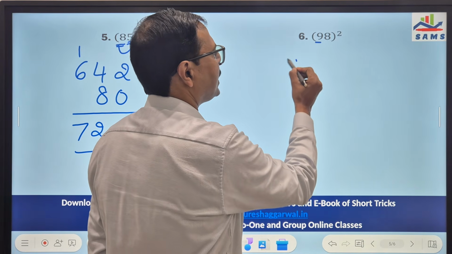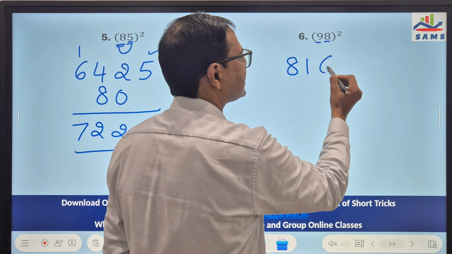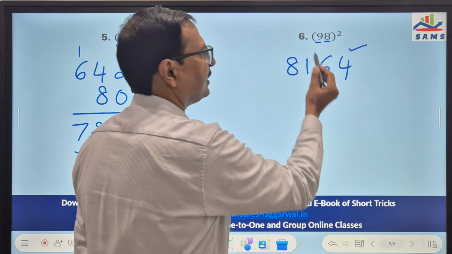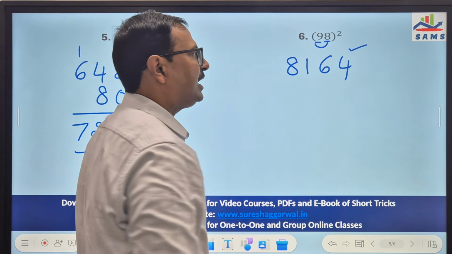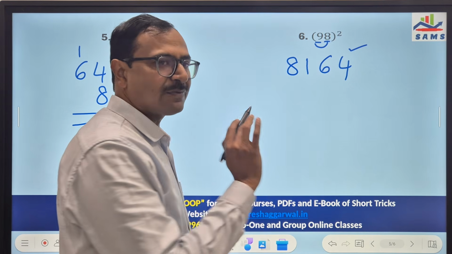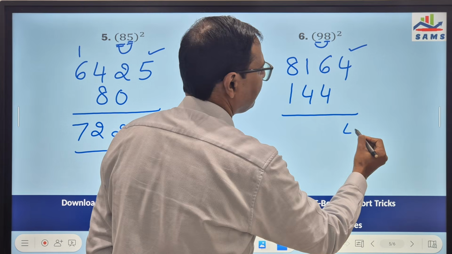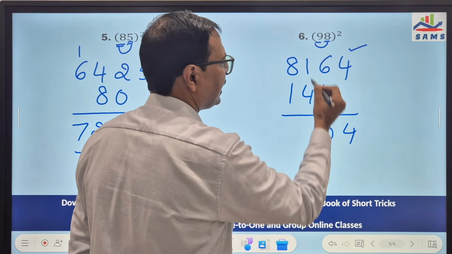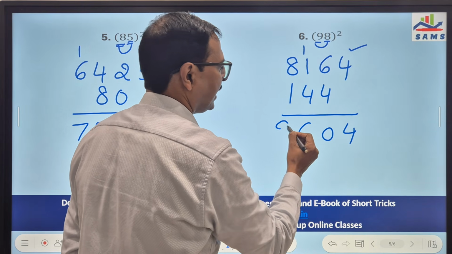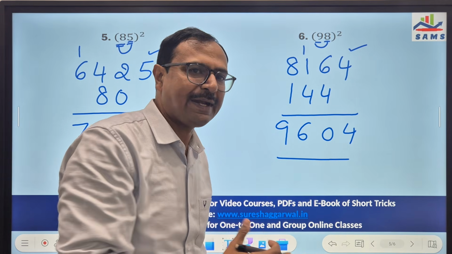98 square: 9 square 81, 8 square 64. Leave one digit. 9 8s are 72, and 72 double is 144. Write 144 like this and add vertically, 4. This is 10, 0, 1 carry, and then the 6, and then the 9. 9604 is the square of 98.